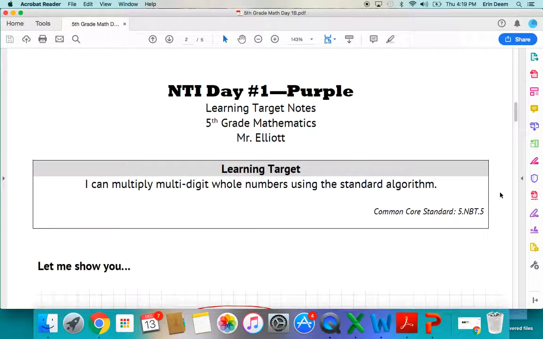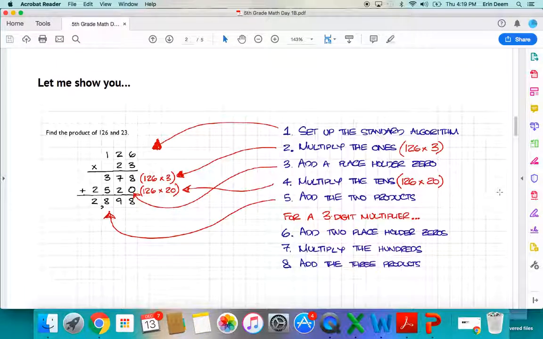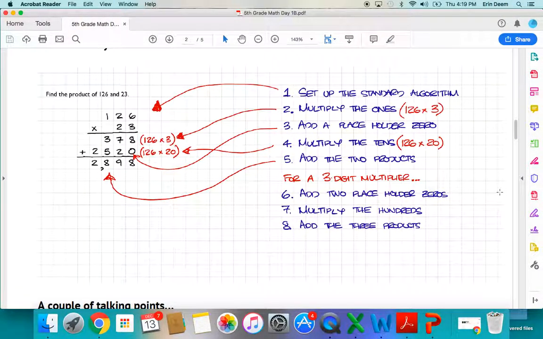NTI Day 1, Purple, Learning Target Notes, 5th grade Mathematics, Mr. Elliott. Let me show you. Find the product of 126 and 23. Number 1, set up the standard algorithm. Number 2, multiply the ones, 126 times 3.